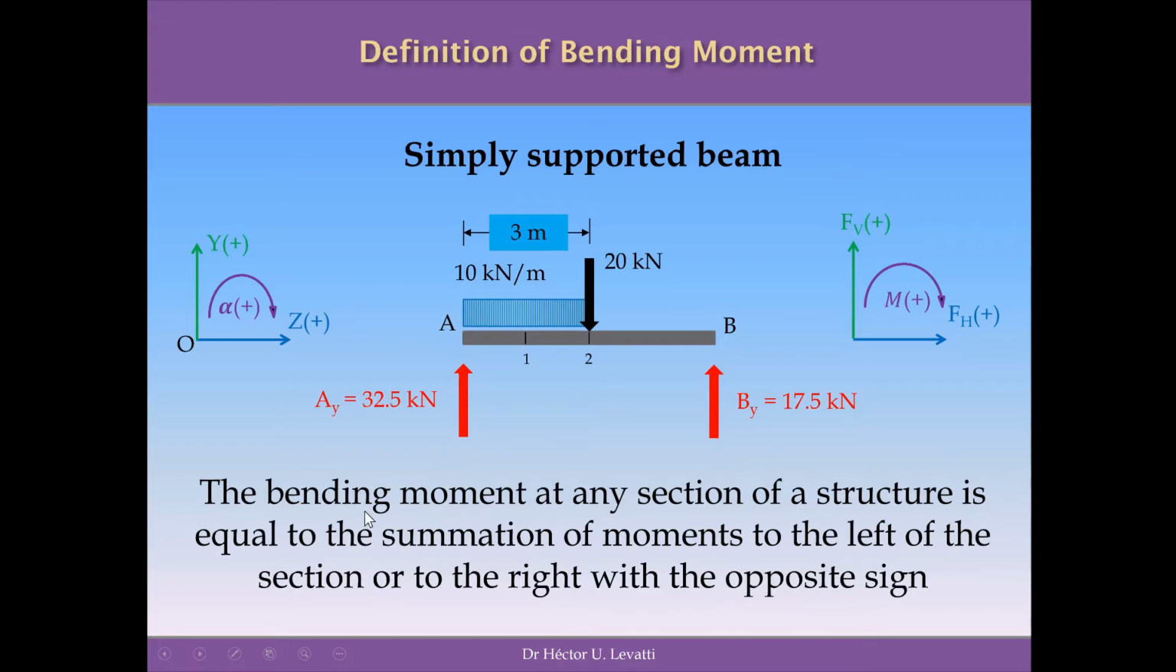We are going to read it again. The bending moment at any section of a structure is equal to the summation of moments to the left of the section or to the right with the opposite sign. So you can run the calculation to the left of the section or to the right of the section. If you are calculating, for example, the moments at section 1, you can use the left side of the structure, this side of the beam, or you can use the right side of the beam, which is all of this showing on the screen.